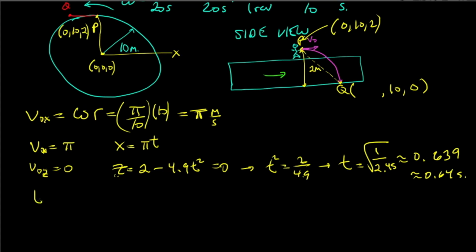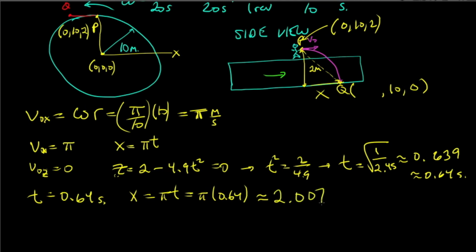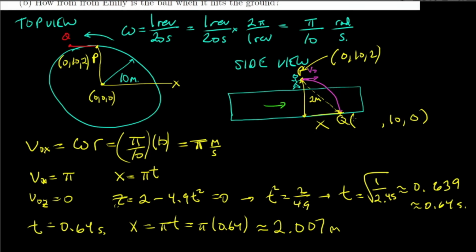Okay, so if that's t, now we can find x. X is the horizontal distance it travels. X is just pi times t, which is pi times 0.64. So multiplying by pi, we get about 2 meters. I get about 2.007 meters. Okay, so I'll keep the 0.007. So 2.007 meters here.